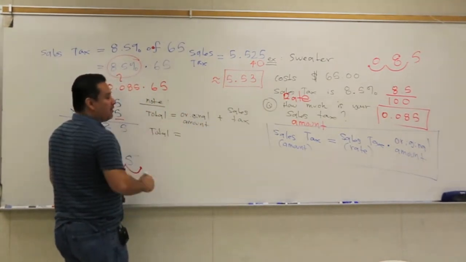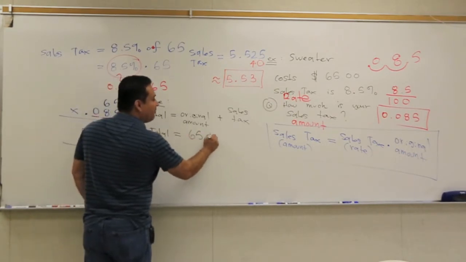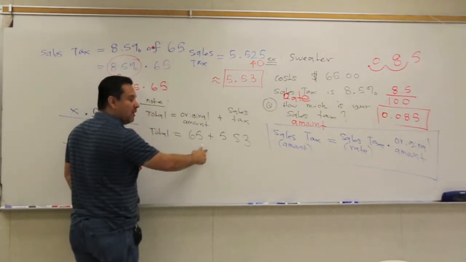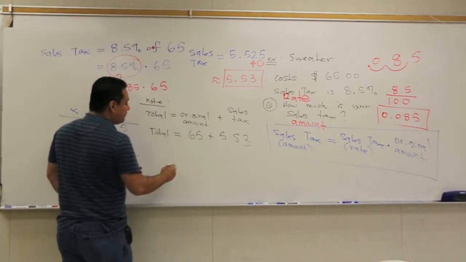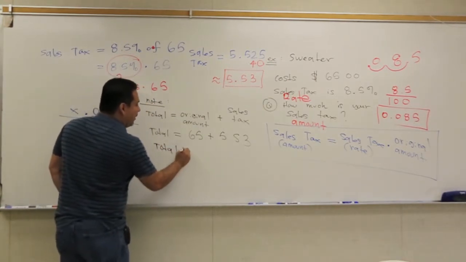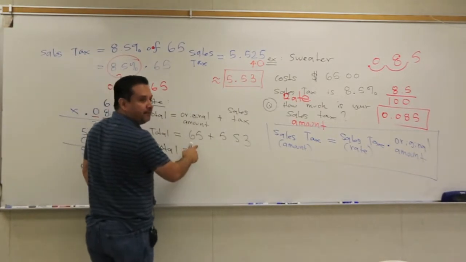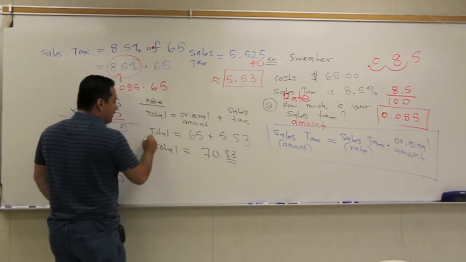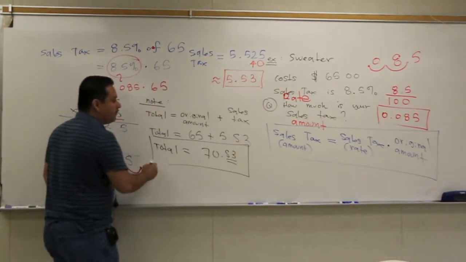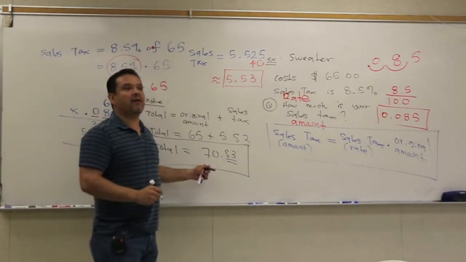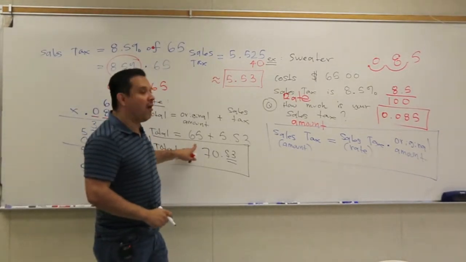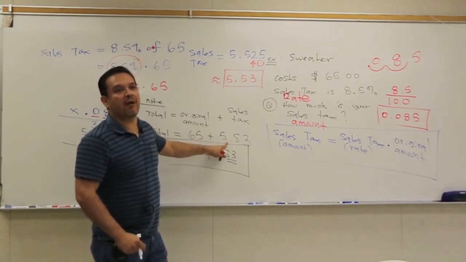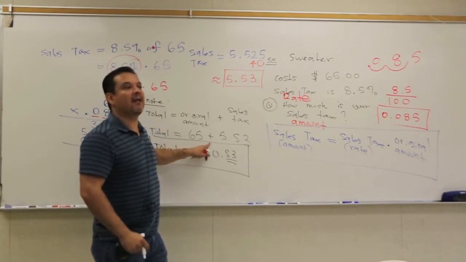The real world has addition. What was the original amount? $65 plus $5.53 in tax. You're going to have to use another algorithm to add with decimals. What is the total? What do you guys get? $70 and what? 53 cents. So ladies, you're not going to be able to walk out of that store with that sweater unless you give them not only the $65, you have to give them an additional $5.53. An additional sales tax is what they're saying. You have to add some money to that.